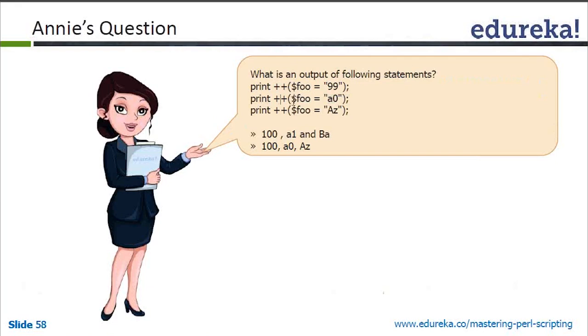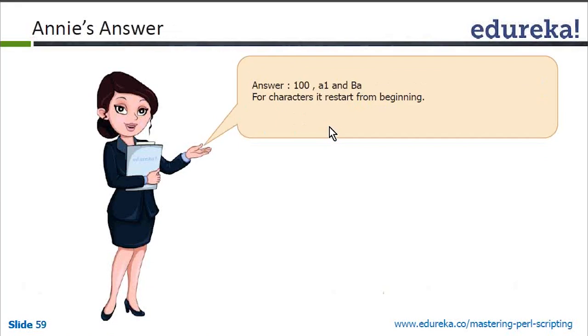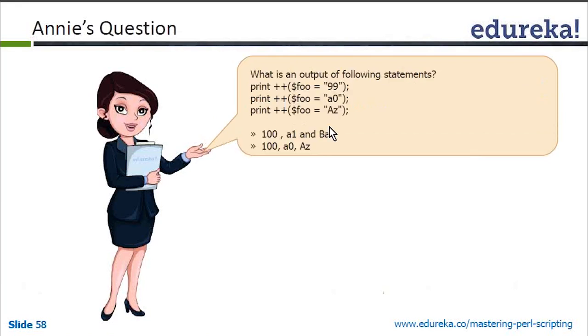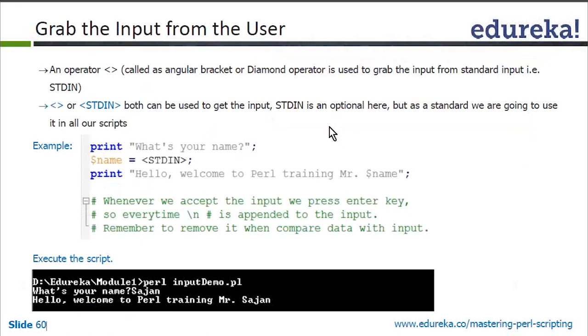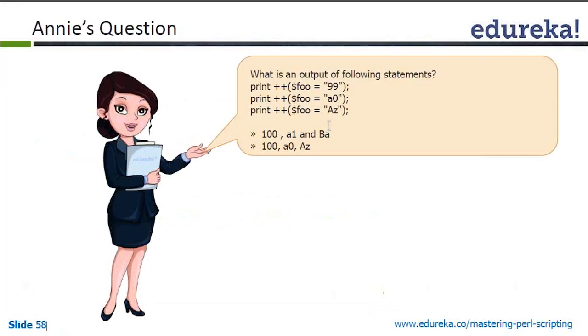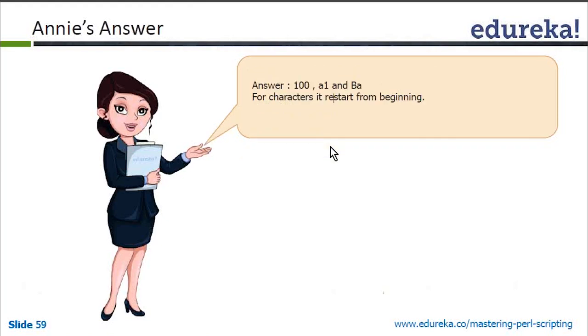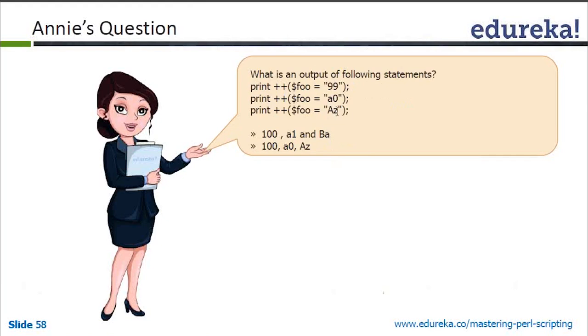And again we have the a0 pre-increment. So it will be a1, and for az, I have some doubt, we have to see this. So it is like 99, 100, a0, a1. Again az becomes ba. So you can understand how it is done. So it is 100, so it is incremented. a0 becomes a1, and az becomes ba. If the characters end, it will restart from the first character.